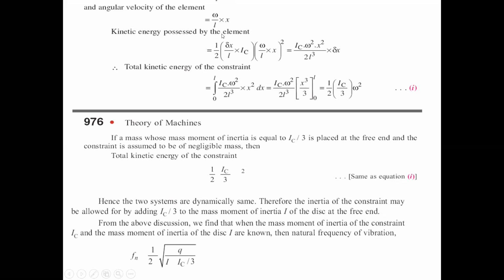Now we have to take the kinetic energy possessed by the element. What is the formula for kinetic energy? Half into I omega square. In this, I means delta x by L into I C, and omega means omega by L into x, squared. Just simplify the equation: I suffix c into omega square x square by 2 L cube, times delta x. This is the kinetic energy for the small element.